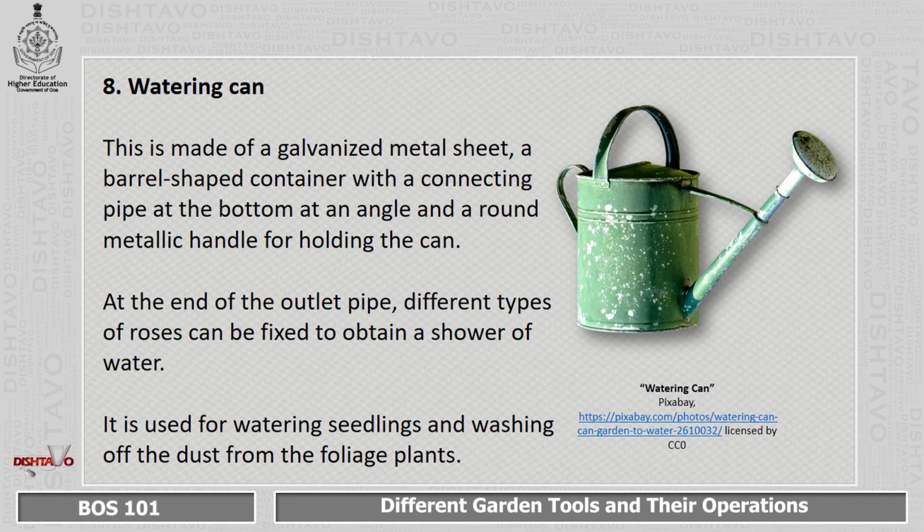The next garden tool is water can. This is made of galvanized metal sheet, a barrel shaped container with a connecting pipe at the bottom at an angle and a round metallic handle for holding the can. At the end of the outlet pipe, different types of roses can be fixed to obtain a shower of water. It is used for watering seedlings and washing off the dust from the foliage plants.